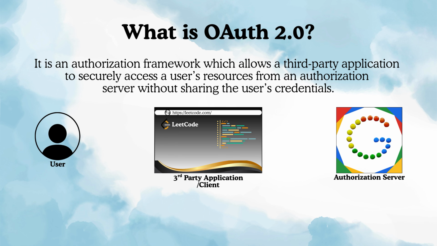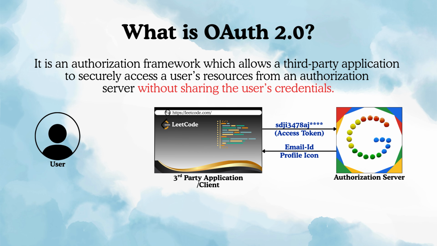Instead of sharing your actual credentials, the authorization server, which in this case is Google, will issue an access token. Alright, so it won't share the credentials. Instead, it will share an access token. Now using this access token, the client application, which in this case is LeetCode, will be able to access the user's resources, such as your email ID or some profile icon, whatever Google allows. Okay, but they will never know your Google password.